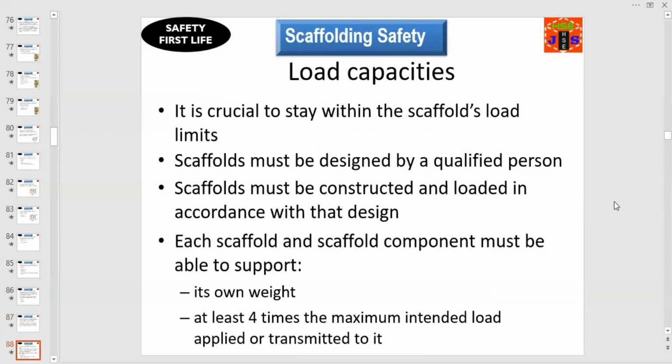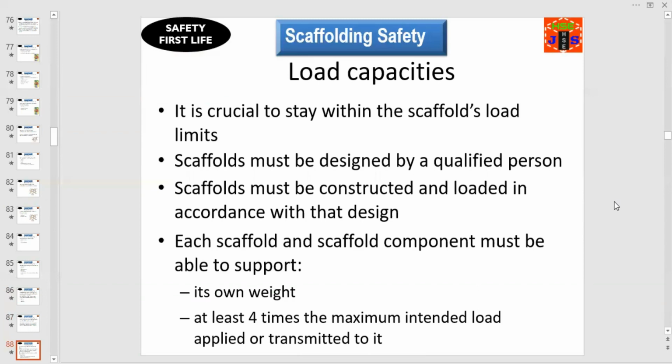Another important aspect of scaffolding is load capacities. It is crucial to stay within the scaffold's load limits. Scaffolds must be designed by a qualified person. Scaffolds must be constructed and loaded in accordance with that design.